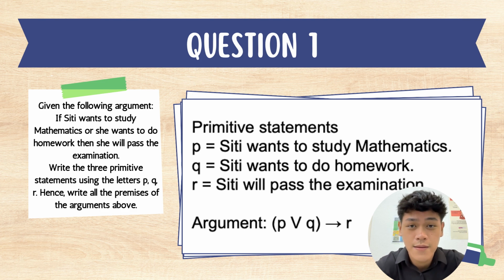First, we need to identify the primitive statements. P is Siti wants to study mathematics. Q, Siti wants to do homework. R, Siti will pass the examination.